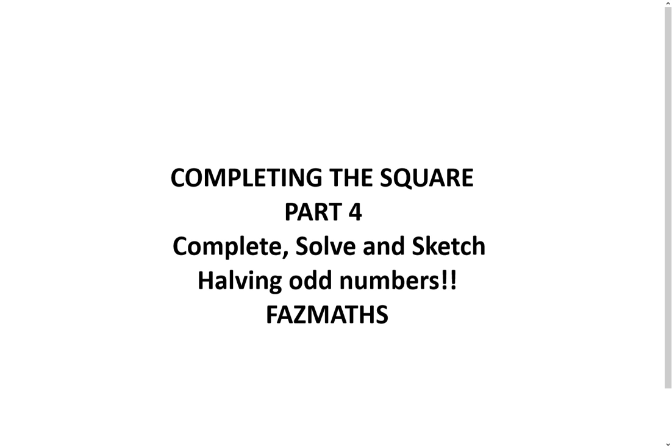In this video, we'll continue to look at completing the square, which is a method of solving quadratic equations and sketching the curve. In my videos on factorizing quadratics, we sketched the curves and were able to mark the x and y intercepts. This method does one better. It enables you to find the minimum or maximum point from the completing the square expression. Let's look at halving odd numbers.